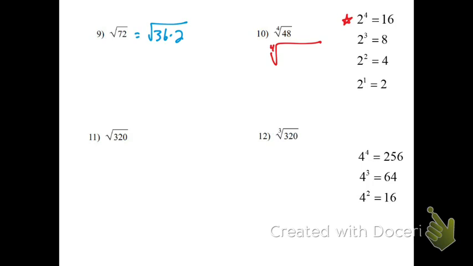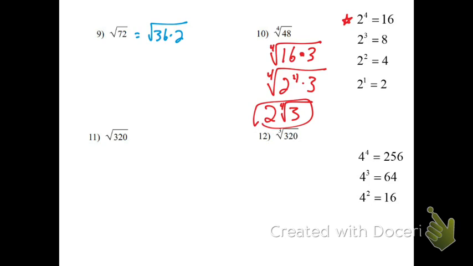16 goes into 48 3 times. So this is a times sign right here. So this is the 4th root of 2 to the 4th times 3. So we have a 2 pop out, and then I have the 4th root of 3 right in there. And that's going to be your simplified radical. Now, I'm also going to try and help you out down here. This is going to be the same thing as 64 times 5. So then you keep working with that one, breaking it down. It's not finished unless you finish it.